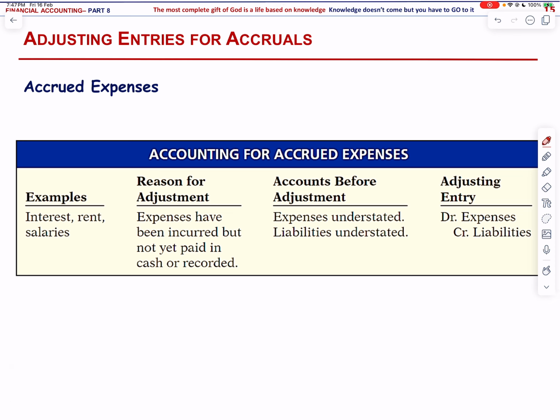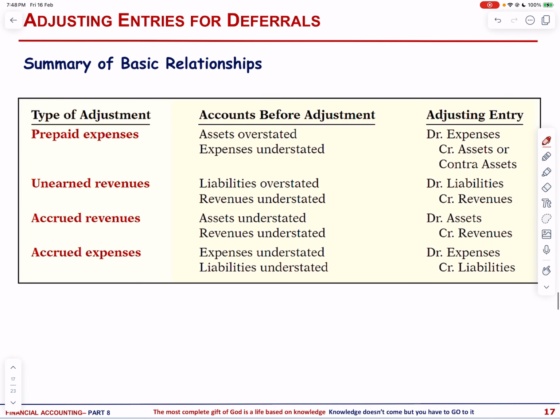This is the summary of adjusting entries. We have prepaid expenses and unearned revenues, and these are accrued expenses and accrued revenue. These are accruals and these are deferrals. In the case of prepaid expense, assets are overstated, expenses are understated. So expense is going to be debit and assets is going to be credit.